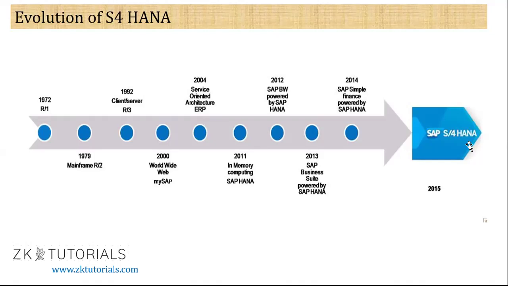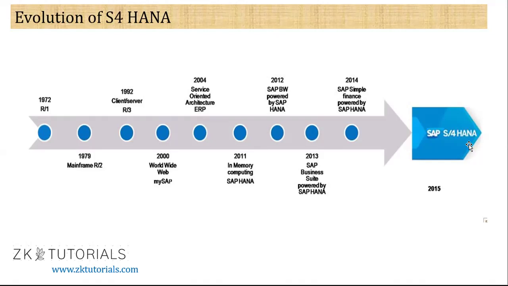By 2025, this will be the only ERP solution from SAP remaining in the market. The earlier ones are already retired, R3 and the others. S4 HANA will be the new ERP system which will remain in the market after 2025.